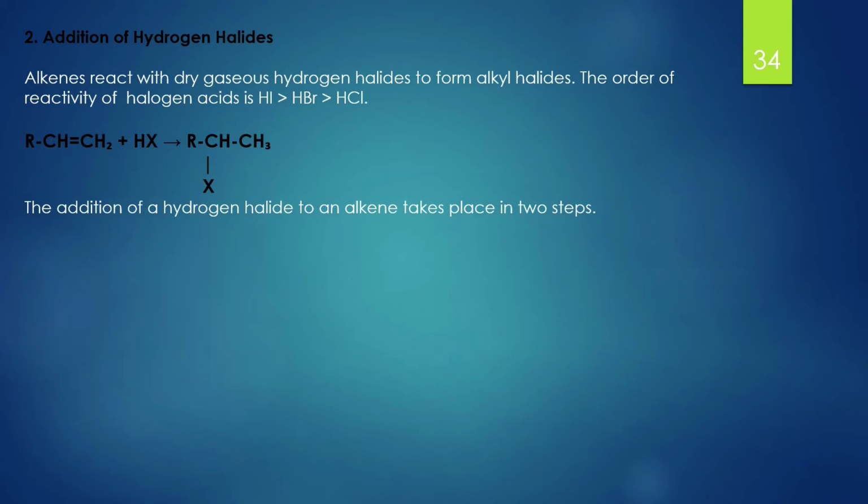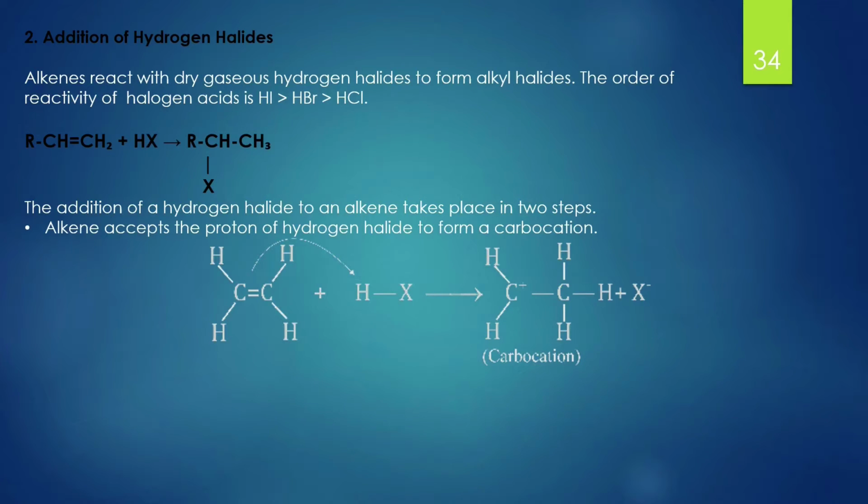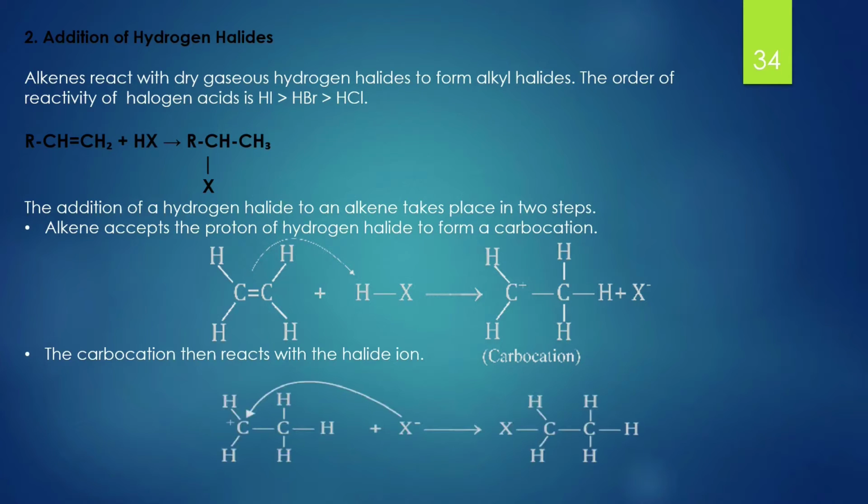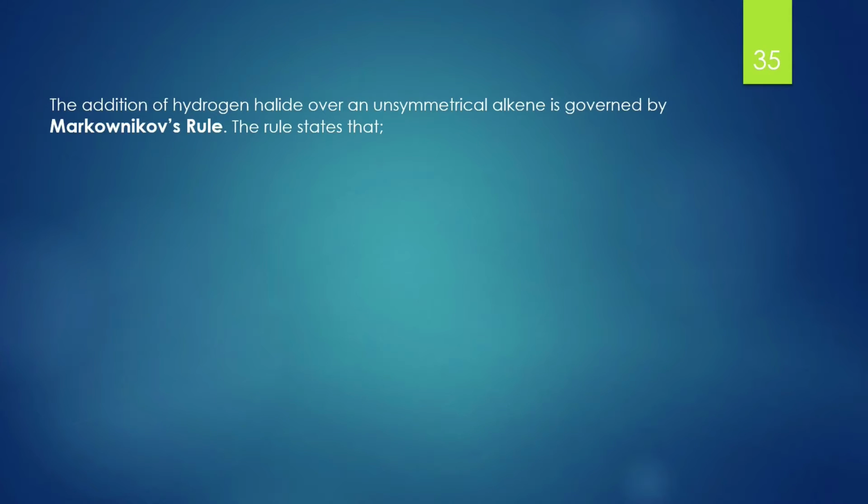In the first step, alkene accepts the proton of hydrogen halide to form a carbocation as shown in the equation. In the second step, the carbocation then reacts with halide, also shown in the reaction. The addition of hydrogen halides over an unsymmetrical alkene is governed by Markovnikov's rule.